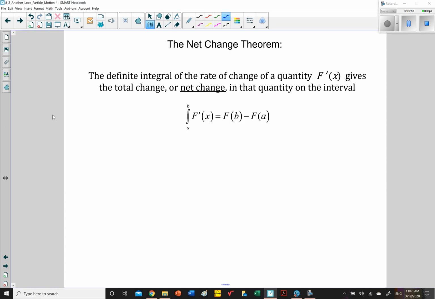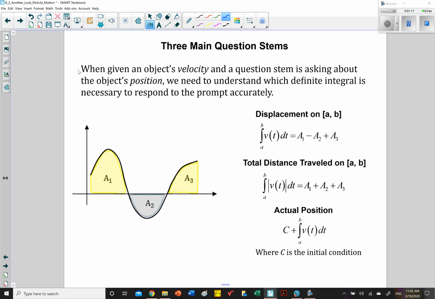Let's take a look. We know the net change theorem tells us that the definite integral of the rate of change of a quantity, f prime of x, will give us the total change, or that net change in that quantity on the interval. Now, we've got to think about that idea, net change. We're given an object's velocity, and the question stem is asking about the object's position. We have to understand which definite integral is necessary to answer the prompt correctly. If they're asking for displacement, we consider that positive area and subtract the negative area and add back the positive area in this example.